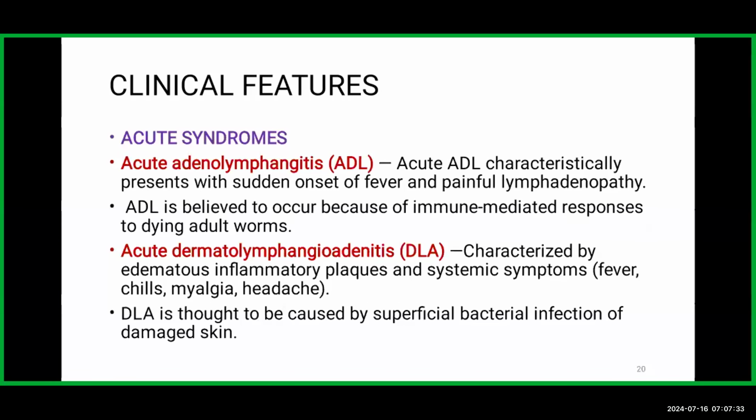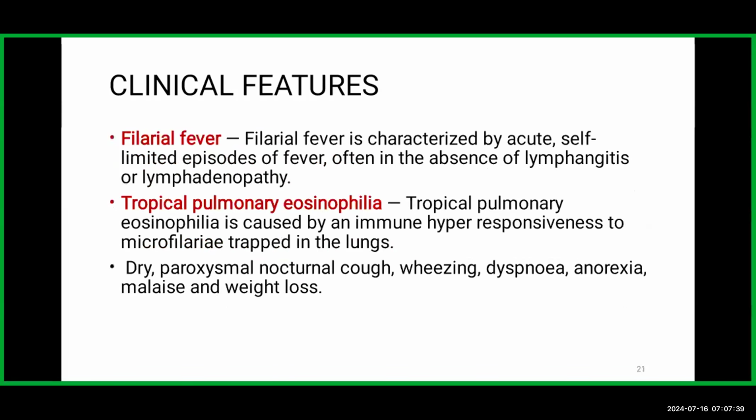So the acute syndromes include acute adenolymphadenitis, acute dermatolymphangioadenitis, filarial fever, and then tropical pulmonary eosinophilia, where the patient presents with dry cough, wheezing, dyspnea, anorexia, malaise, and weight loss.